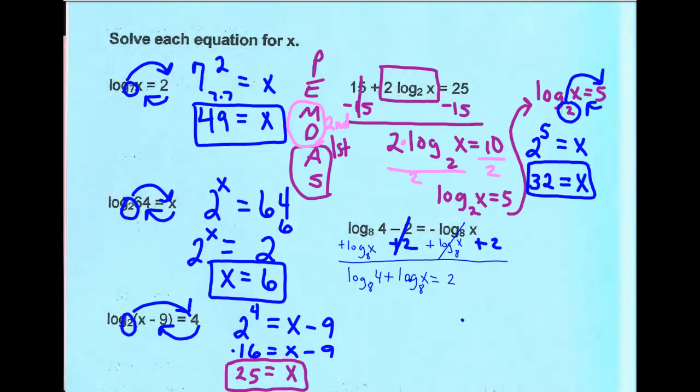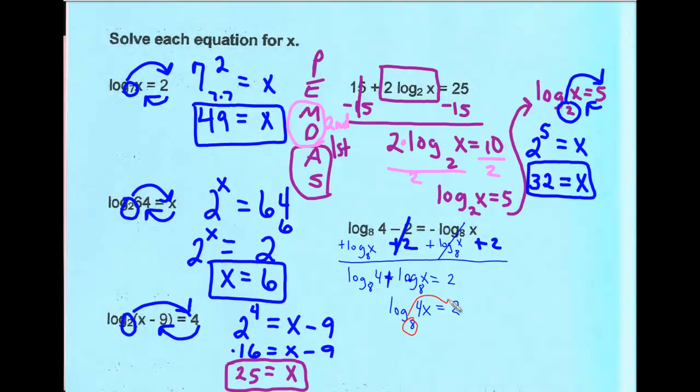Now let's use our property to condense our logs so that we have a single logarithmic expression. And remember, when there's an addition sign in between, we can use the property that allows us to multiply the 4 and x together. So log base 8 of 4 times x equals 2. Now we can solve.